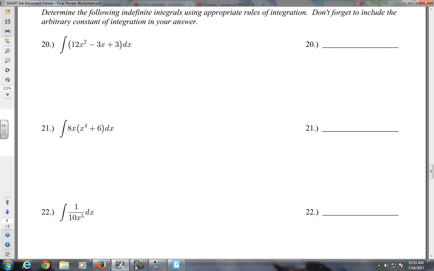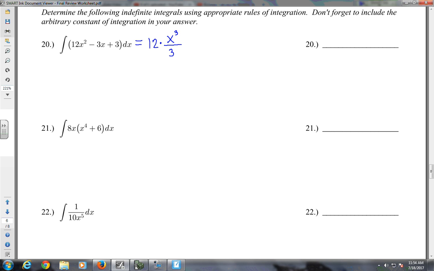So problem 20, we're looking for the indefinite integral of 12x squared minus 3x plus 3 with respect to x. So we're going to apply the reverse power rule on each term. So let's work through this one carefully. To integrate that first term, 12x squared, like we do with derivatives, we'll filter that constant multiple through to the antiderivative. Then we apply an opposite process. We're going to add 1 to the exponent and divide by that number.